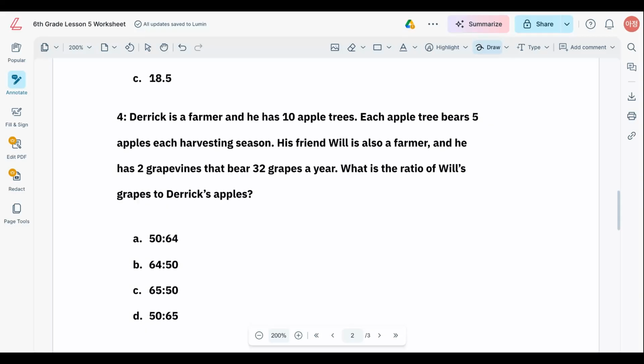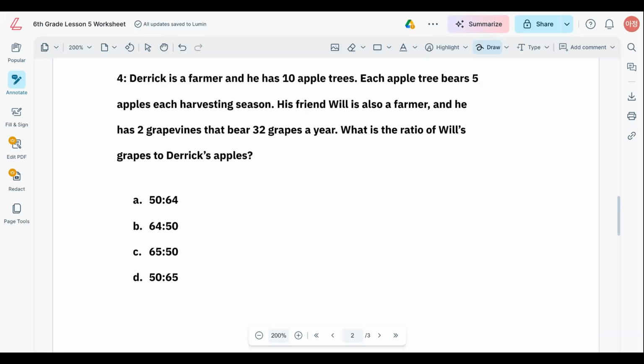Let's skip over this question. Let's try this one. So number 4, Derek is a farmer and he has 10 apple trees. Each apple tree bears 5 apples each harvesting season. His friend Will is also a farmer and he has 2 grapevines that bear 32 grapes a year. What is the ratio of Will's grapes to Derek's apples?